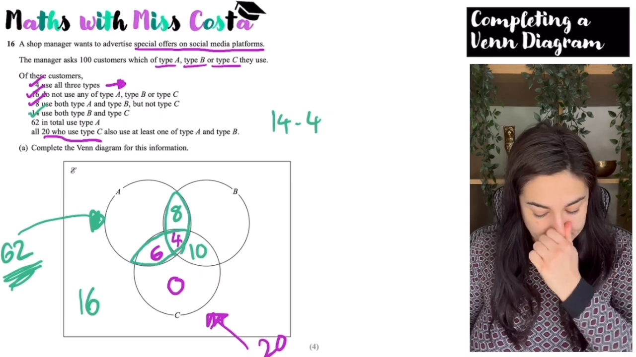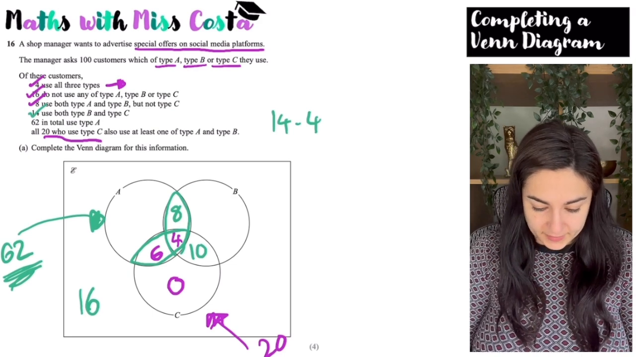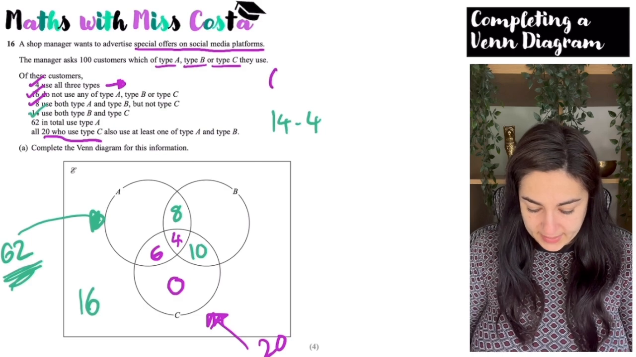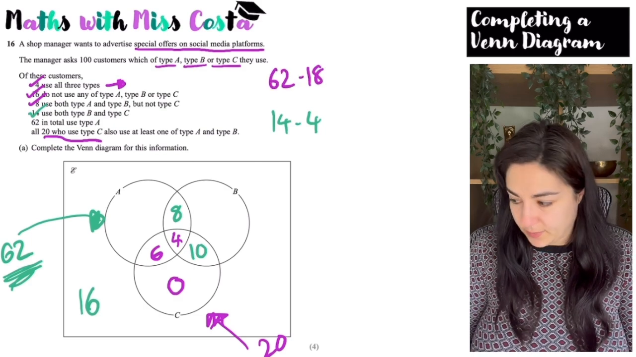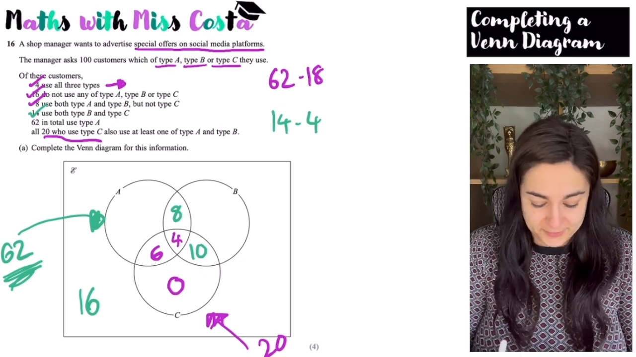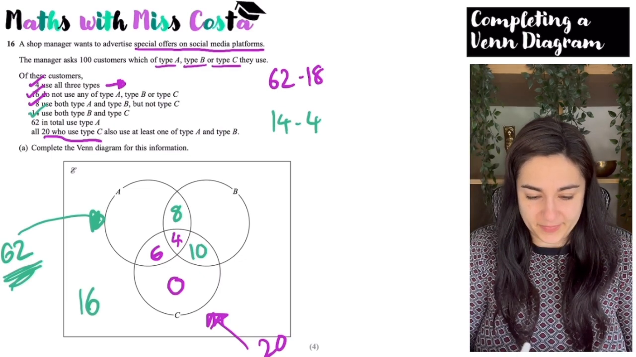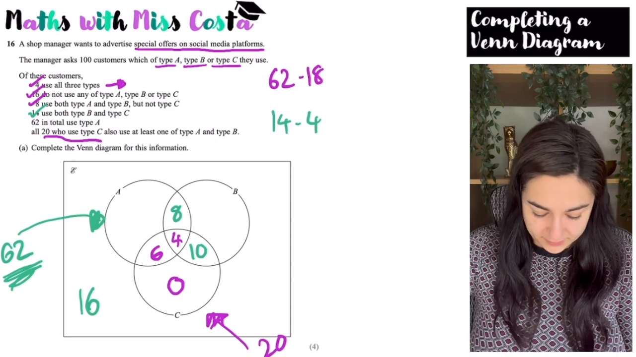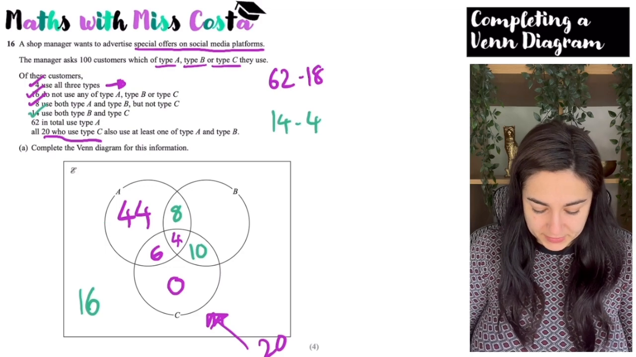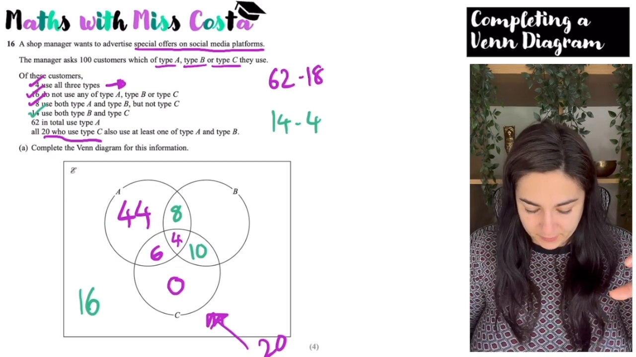So 8 plus 4 is 12, plus 6 is 18. And then 62, take away 18. Oh yeah, we have a calculator, so I don't even need to do that. 62 take away 18 is 44. Okay, so hopefully that made sense. We're just using the clues to fill in the missing pieces of information.